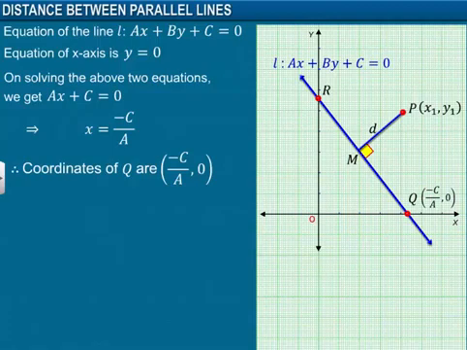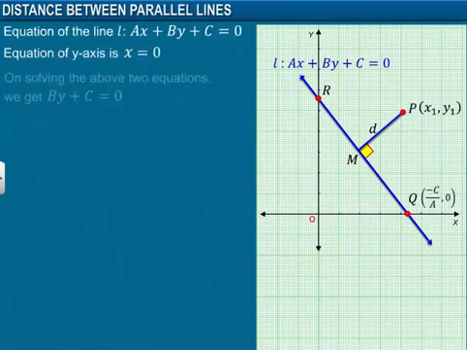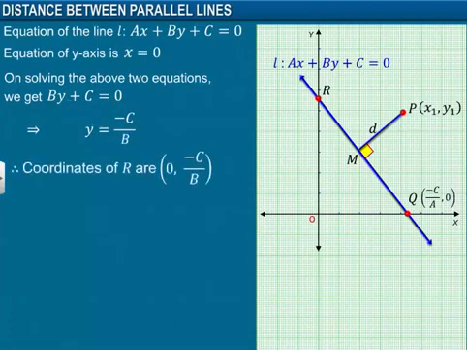The coordinates of point R are obtained by solving the equation of the line and the equation of the y-axis. That is, x is equal to 0. On solving, we get the coordinates of point R as (0, -C/B). Let us join PQ and PR to form triangle PQR.